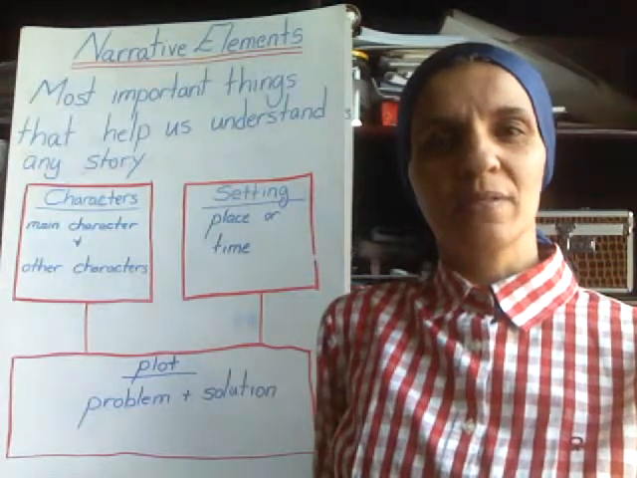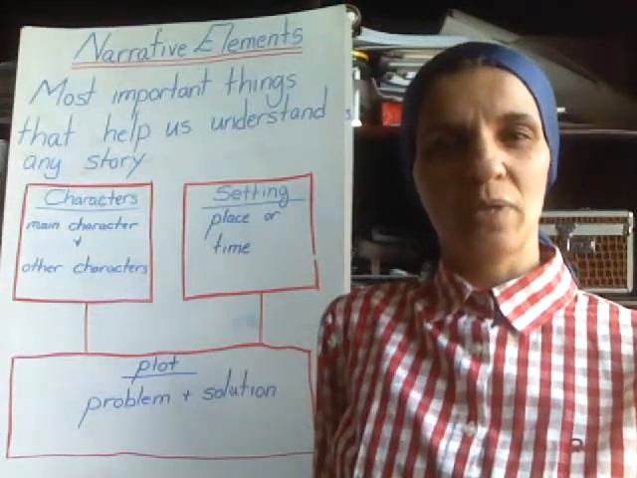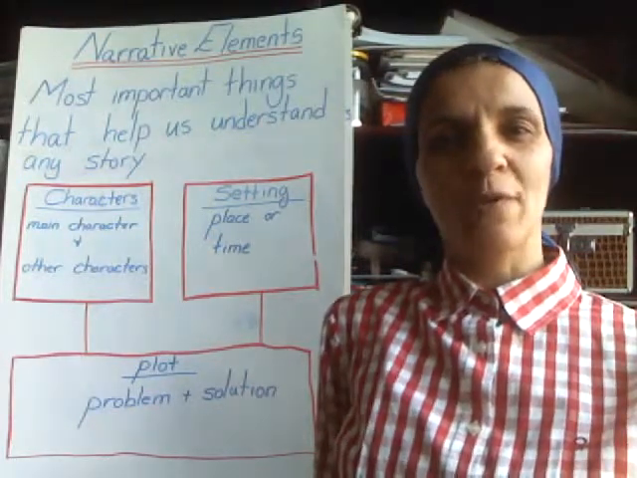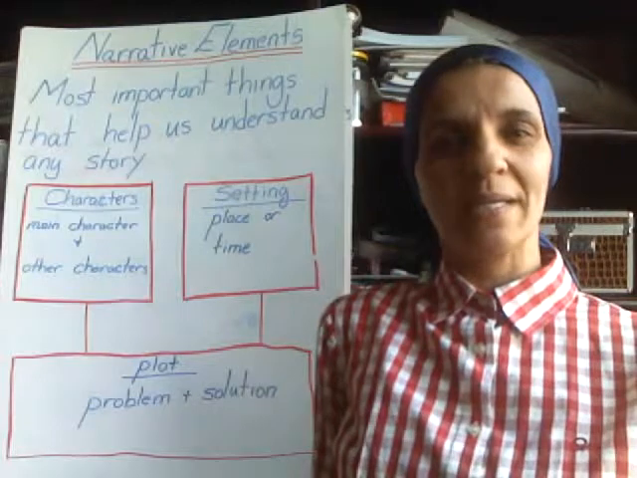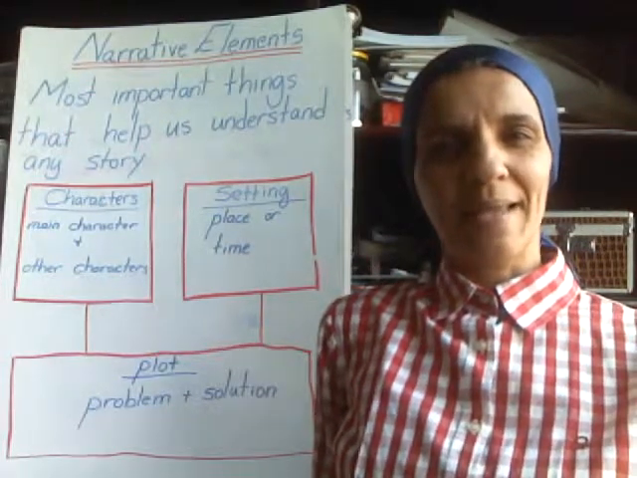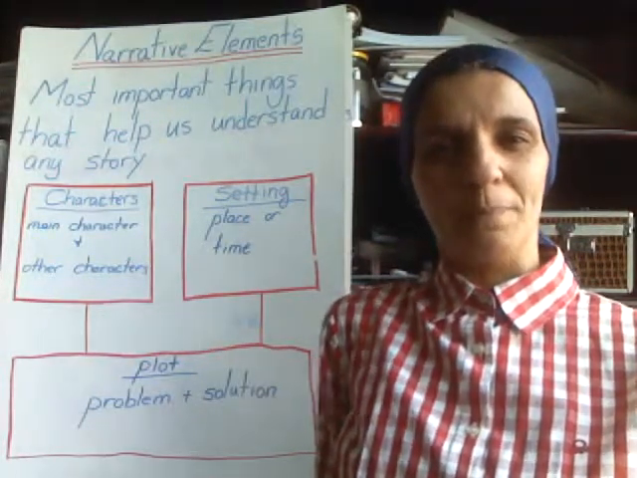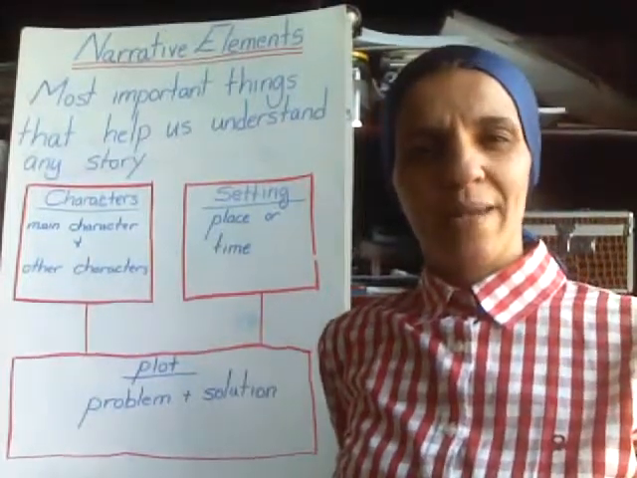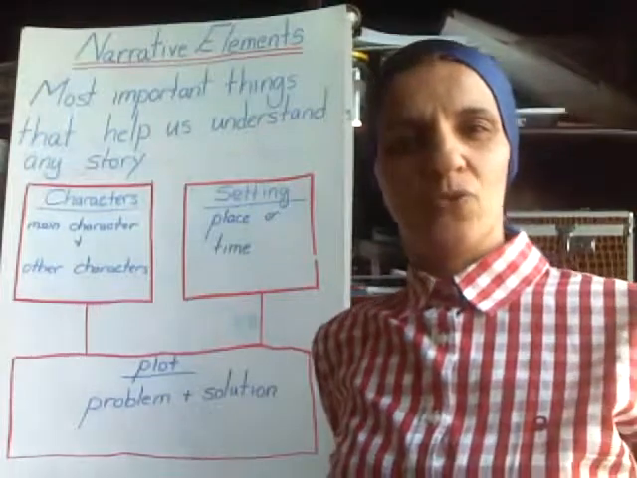And then there is the plot, which is usually the story at the beginning has a problem, and then throughout the story this problem is slowly getting solved, and then at the end there is the solution to the problem. And these are called the elements, the narrative elements of a story.